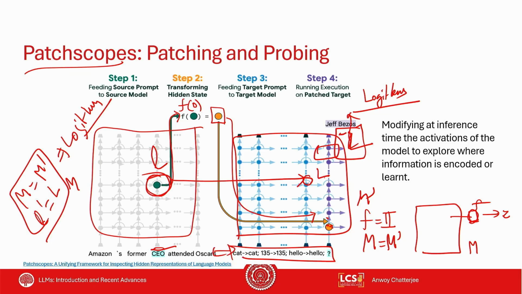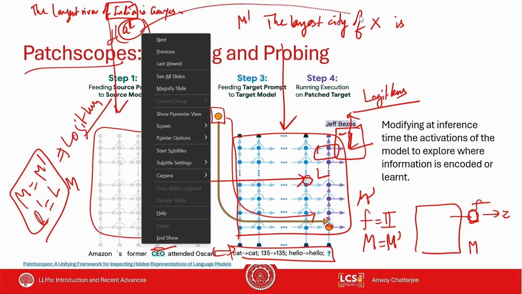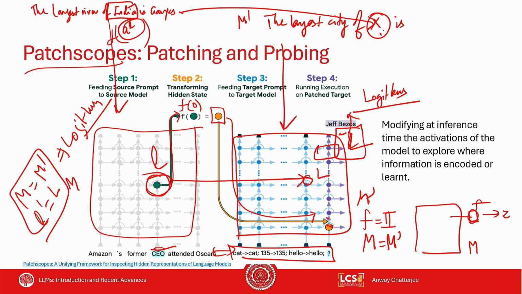But suppose this is a more powerful model. The input to the second model is, suppose, the largest city of X is. So the largest city of X is the input prompt to model M dash, and the input prompt to the first model was the largest river of India is. Now we take the activation for a particular layer, say AL, from this model, and we patch it. Suppose we apply a function F to adjust for the model sizes and stuff like that, and we patch it in place of X. So X had an activation, and we patched it with this AL.